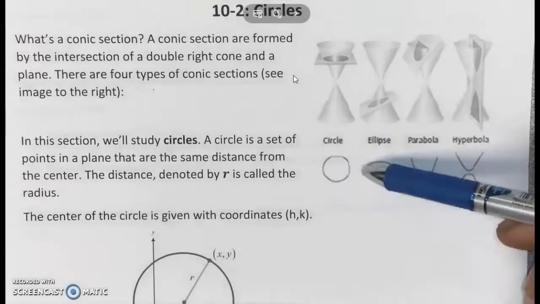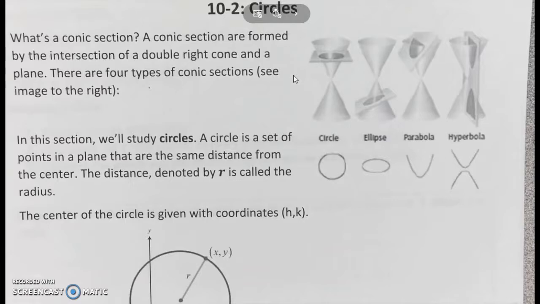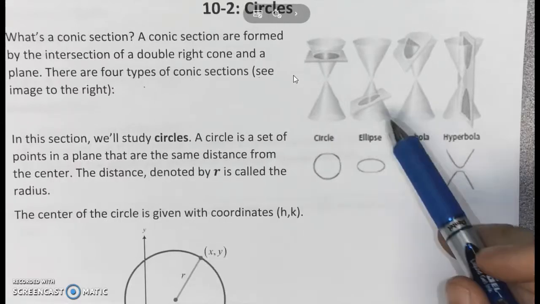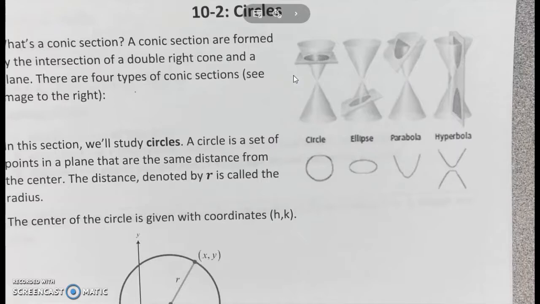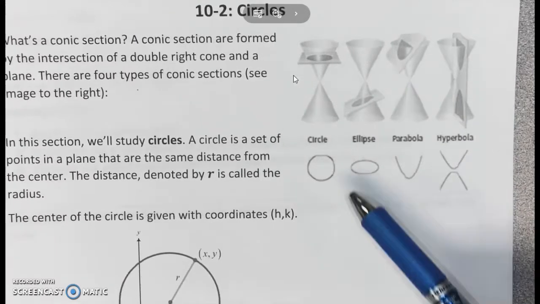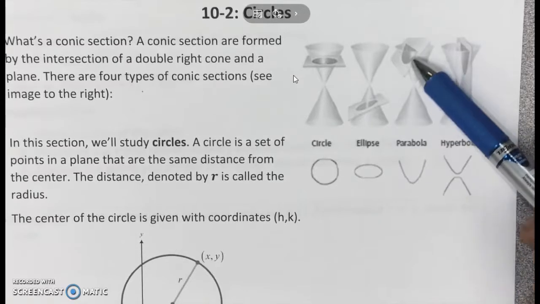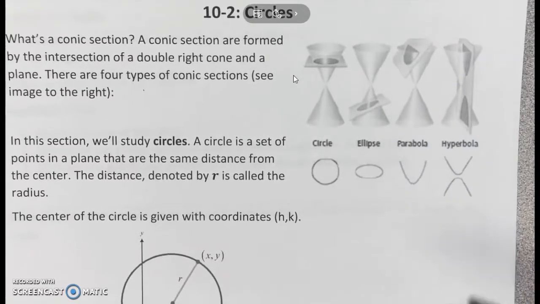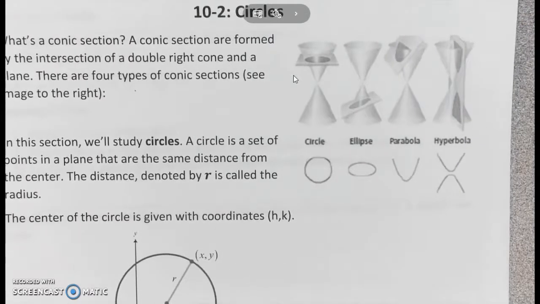You could get a circle, which is when a plane intersects a cone and is parallel to that base. You could get an ellipse where the plane intersects one of the cones but does not intersect at the base. You get a parabola if a plane intersects a cone and it intersects at the base. And then you could get a hyperbola if a plane intersects both of the cones.